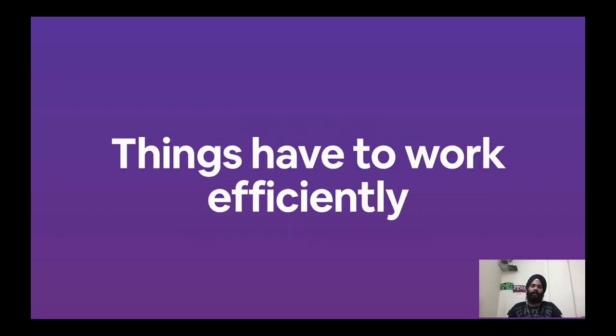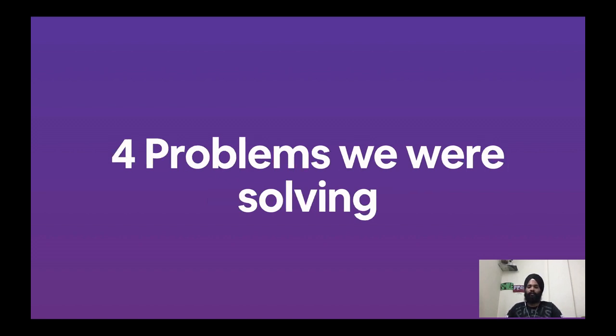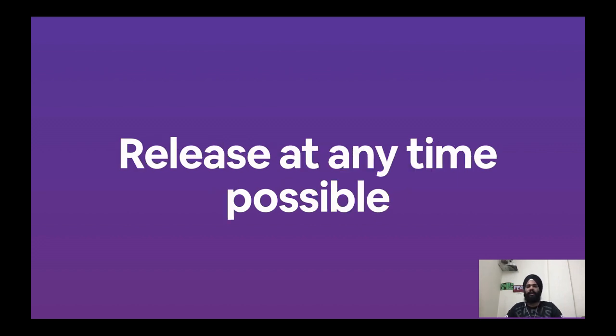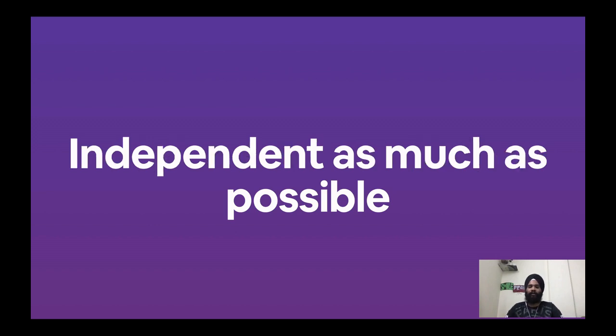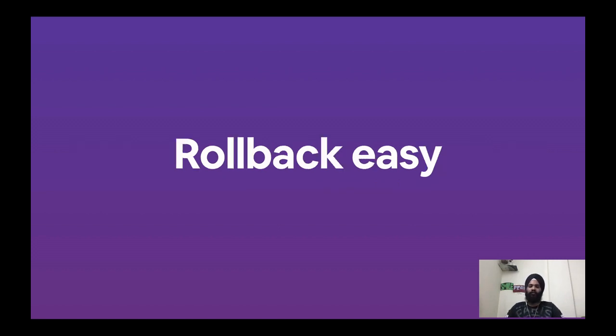Now, all of these reasons combined, there was one thing that was very clear: things have to work efficiently. So we arrived at 4 problems to solve. The first one was we should be able to release at any time possible, whether it is a crazy business requirement or a hotfix. The second one is our releases should be as independent of our business use cases as possible. The third one is we should be able to roll back any changes that were done to the project easily in case of emergencies, in case of hotfixes, etc.